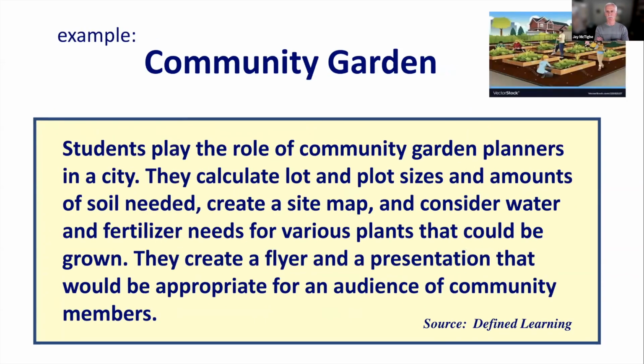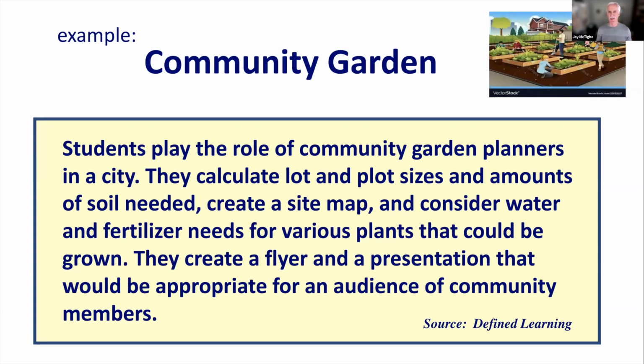All right, here's a second one. Also a task or project developed by Defined Learning called Community Garden. Students play the role of community garden planners in a city. They calculate lot and plot sizes, amount of soil needed, they create a site map, and consider the water and fertilizer needs for various plants that could be grown. Then they create a flyer and prepare a presentation for an audience of community members to promote their community garden. Performance task, project?